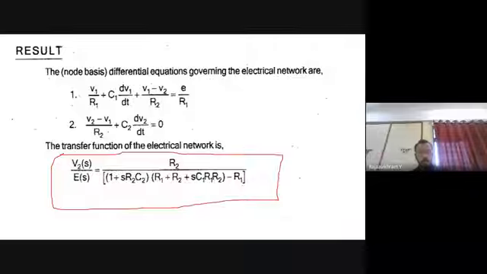So now you know that if any electrical network is given to you, first you have to find out how many sources and how many nodes there are, then apply KCL, then find out what the input of the system is and what the output of the system is, and determine the transfer function of the system.